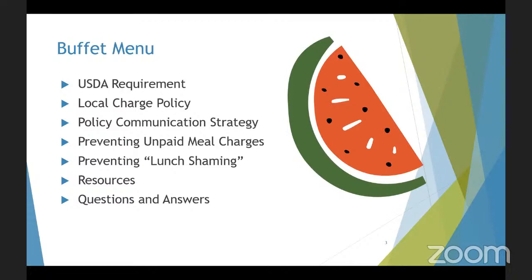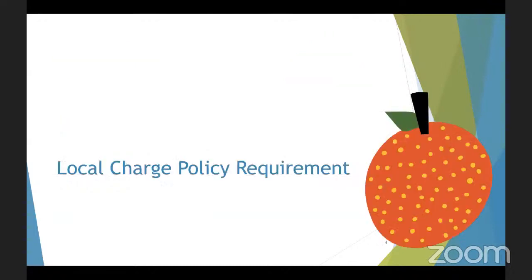Here is the menu of the day: USDA requirement, local charge policy, policy communication strategy, preventing unpaid meal charges, preventing lunch shaming, resources, and questions and answers. Next slide, please. Local charge policy requirements.